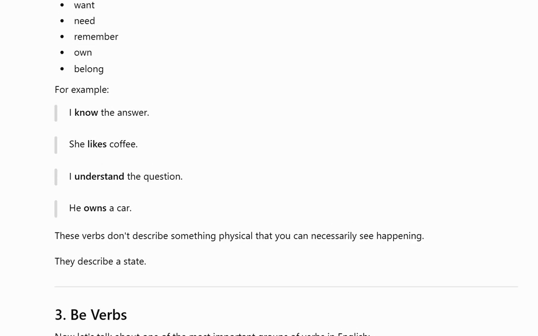For example, I know the answer. She likes coffee. I understand the question. He owns a car. These verbs don't describe something physical that you can necessarily see happening. They describe a state.